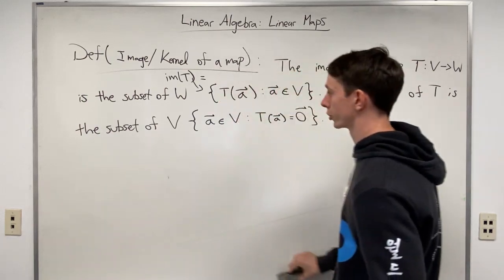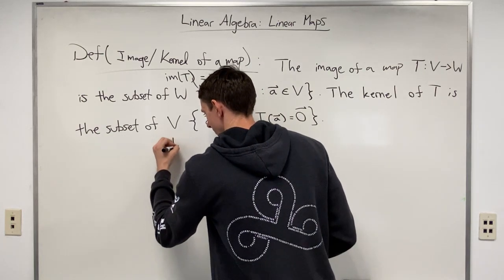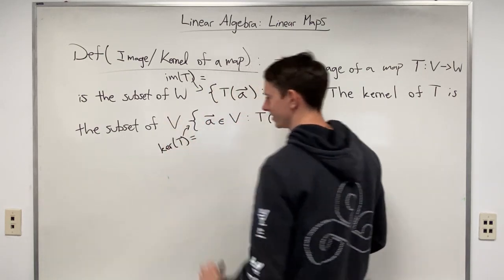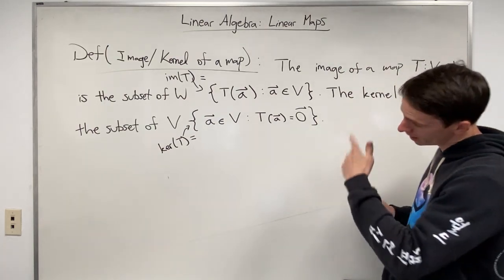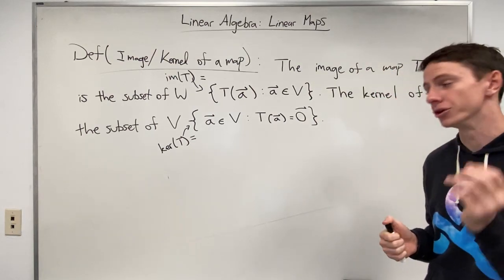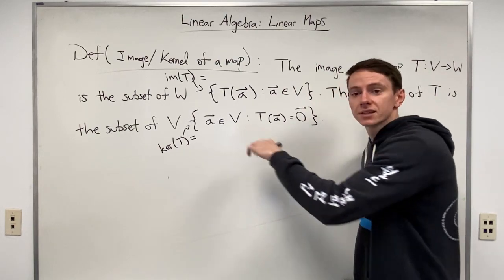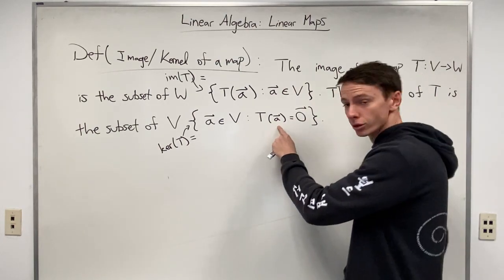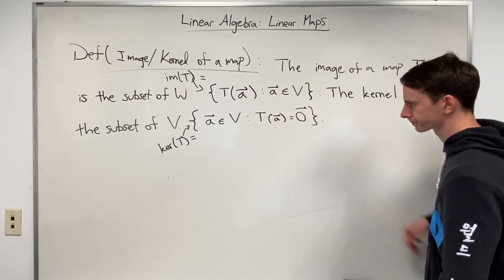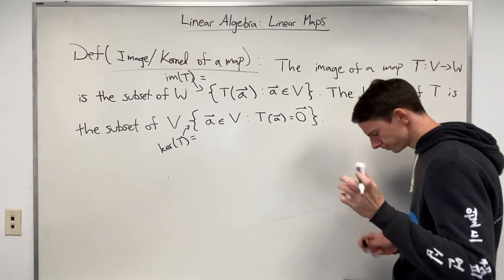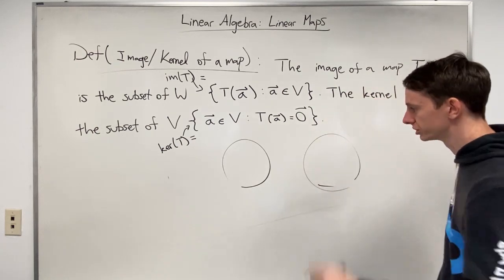And then for the kernel, let's write that this is the kernel. Kernel is kind of, I shouldn't say the opposite, but it is a subset, not of the codomain, but it is a subset of the domain. Specifically, it is the elements in the domain V such that when the map gets applied to those elements, it maps to the corresponding 0 element in the codomain. Okay? So they get mapped to 0 in the codomain.